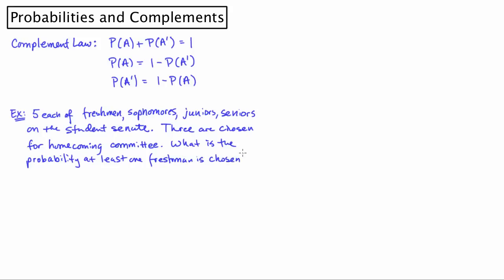that's chosen. Now, the key word here, as you've probably noticed in class when we've looked at some of these, is the word at least one. And so just a quick rundown is, if you're looking at the event at least one freshman, or at least one anything, then the complement of that event is no freshmen.